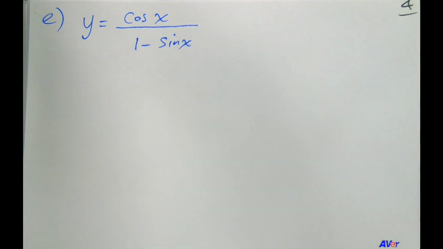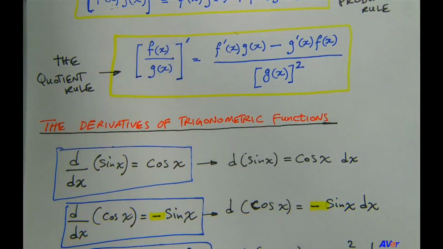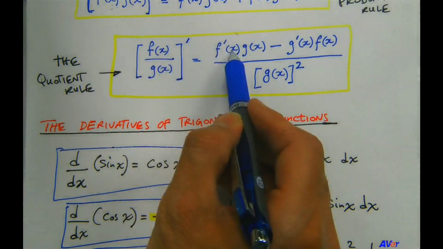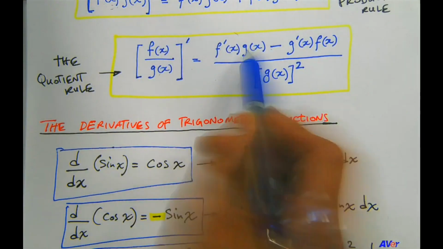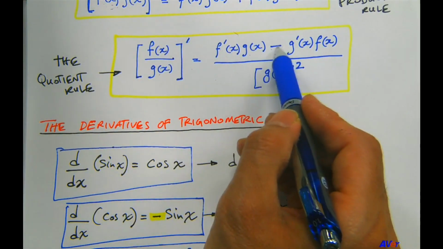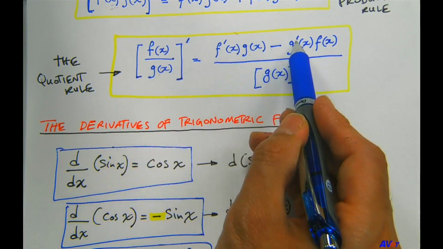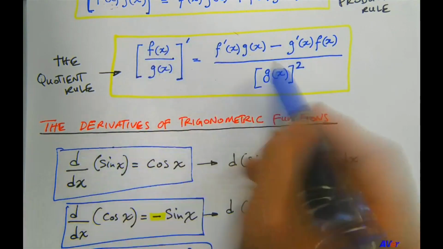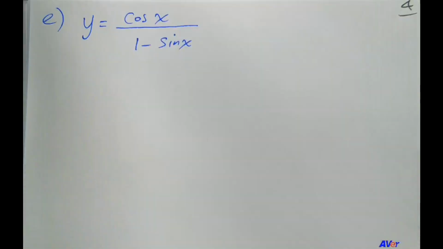Okay, so remember the quotient rule, which says to find the derivative of a quotient, we take the derivative of what's in the numerator, that's f prime of x, multiply it by what's in the denominator, that's g of x, and then subtract the derivative of what's in the denominator, g prime of x, times the function in the numerator. All of that divided by the function in the denominator squared. So let's do that.